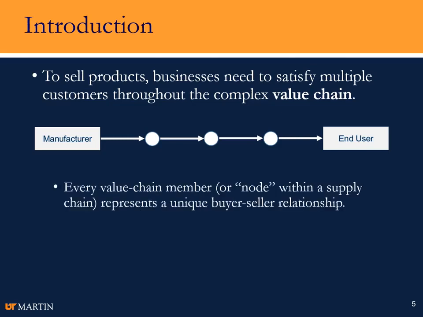Every value chain member, we'll call them nodes here, within a supply chain, represents a unique buyer-seller relationship. So every one of these steps is going to require a salesperson to get the product from one to the other. So the manufacturer to that next node, that's going to require somebody selling the product to that next node. If that is a processor, somebody is selling the product to the processor, and the processor is buying. So every one of those lines in between represents a sale, essentially.